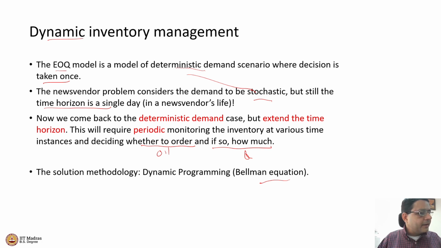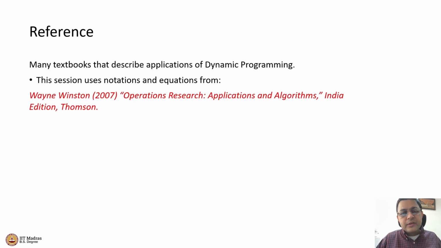As we said, we have always been very transparent about the references. Many textbooks have a very good description and excellent explanation of dynamic programming and the Bellman equation. For this particular inventory problem, the notations and the equations that we are going to use are from the very famous book on operations research written by Wayne Winston.